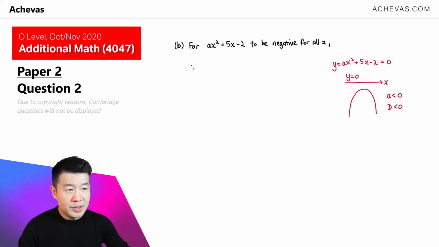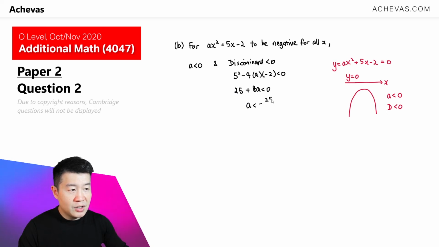So first, I'm going to be letting a be less than 0. Then we're going to be looking out for the values of a such that the discriminant is less than 0. The discriminant must be less than 0. So for the discriminant to be less than 0, it's going to be b squared minus 4ac. It must be less than 0. So 25 plus 8a, this must be less than 0. So a must be less than minus 25 over 8. And minus 25 over 8 is minus 3 and 1 over 8.